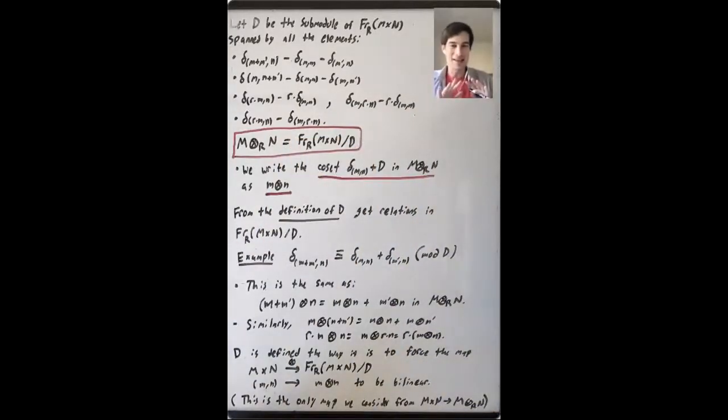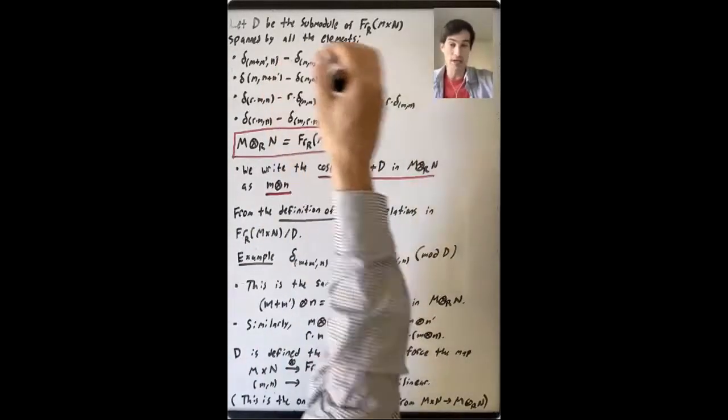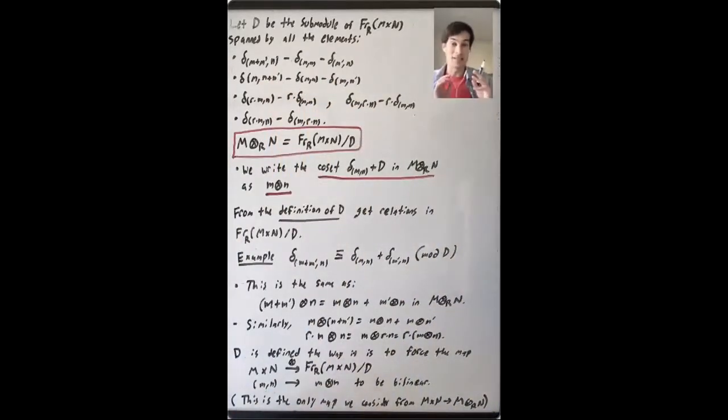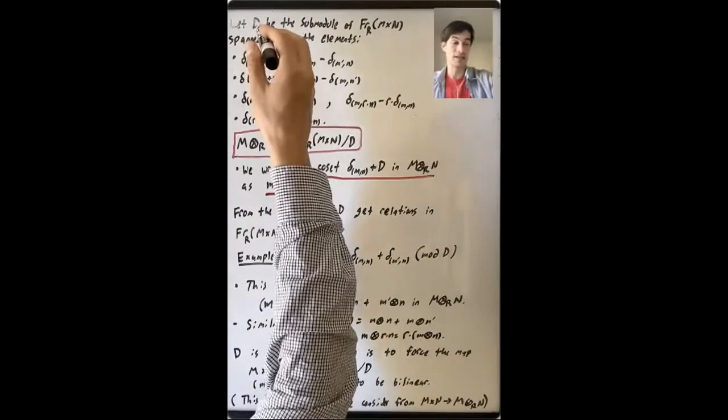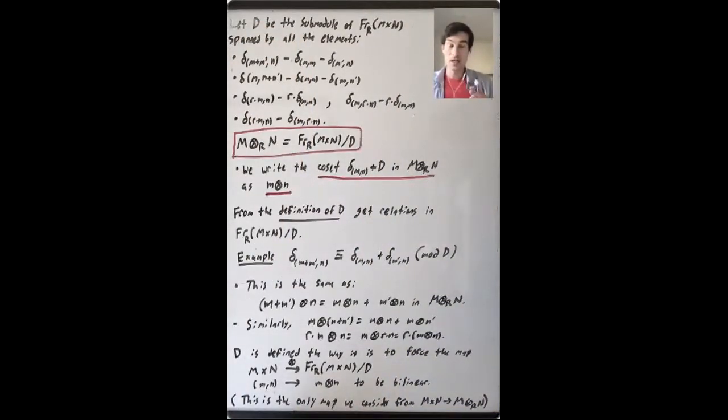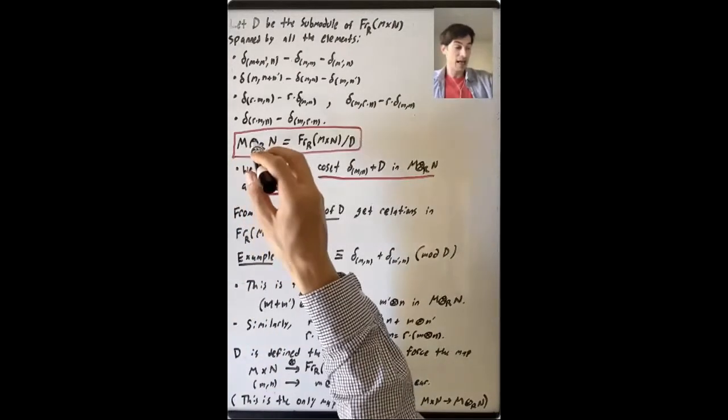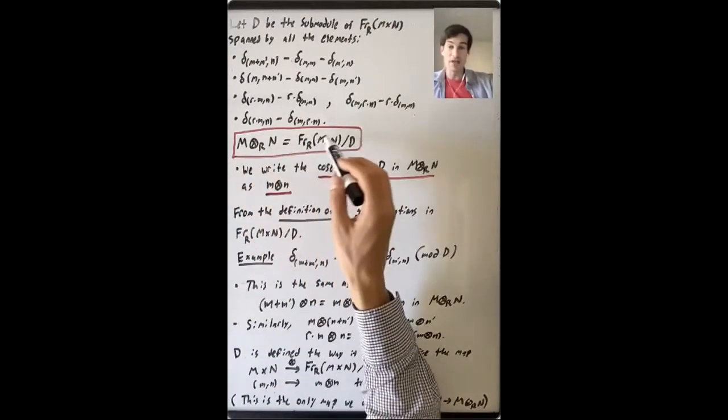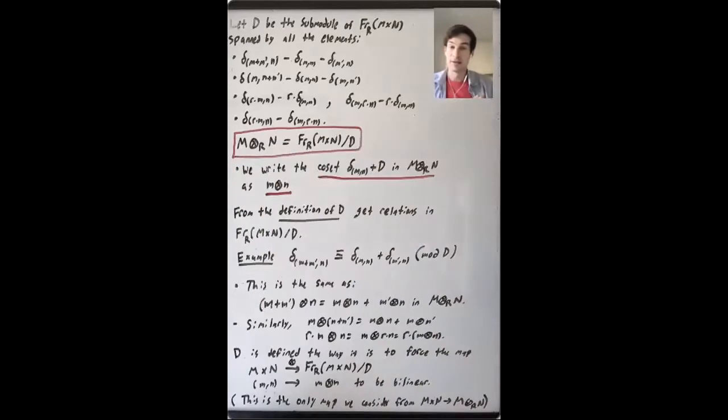Okay, so that's the kind of thing where it's most helpful to just look at these relations. I'll say in a second why these particular elements are the ones that we're taking as a spanning set for this submodule D. But now we're going to define M tensor N to be the quotient of this free module by D. Okay, so that's our definition.